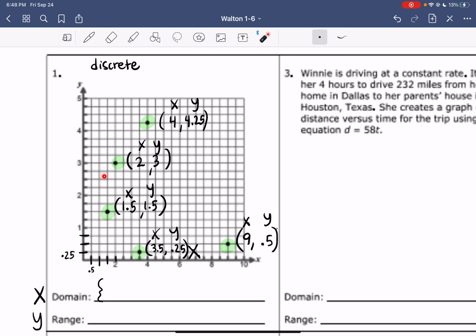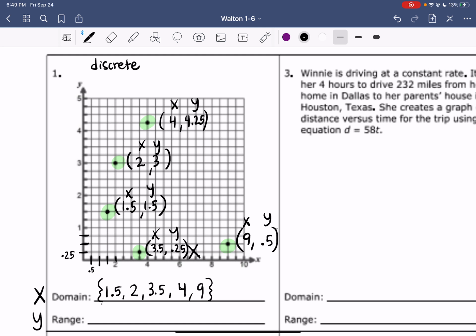So our least x is 1.5. After that, we have 2, and then 3.5, and then 4, and 9. Let me make sure I got them all: 1, 2, 3, 4, 5. So those are our 5 domain values for this graph.